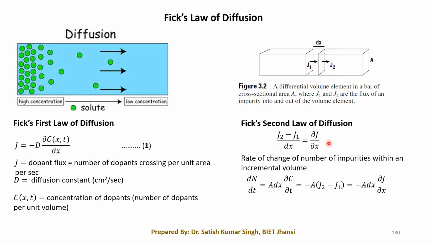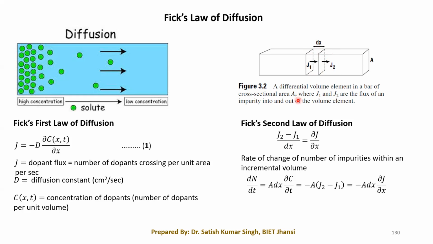Now suppose we want to calculate the number of impurity atoms which increase within this incremental volume per unit time. What is the rate by which the impurity atoms are increasing? We have to look at this due to diffusion, because the outflux of the diffusing dopant atoms is different at this plane and this plane. Therefore, there will be a net accumulation of the dopant atoms at this point.